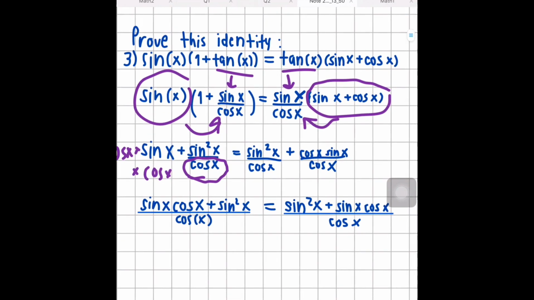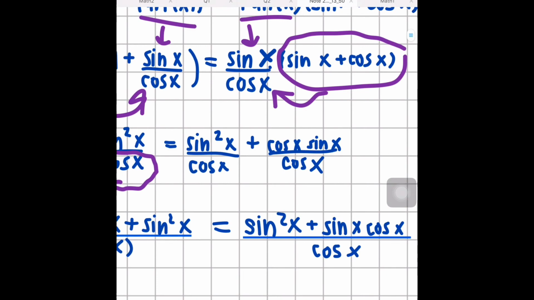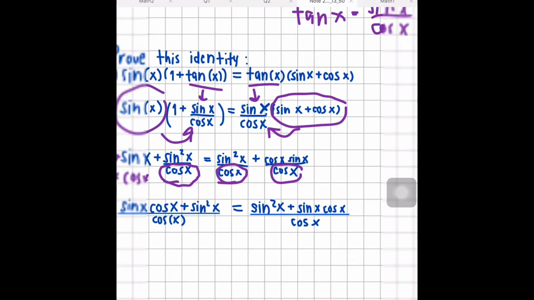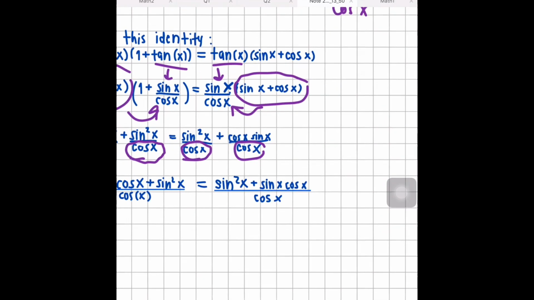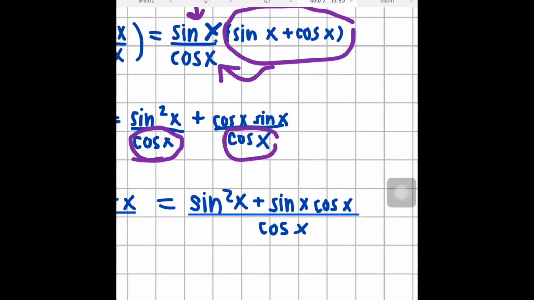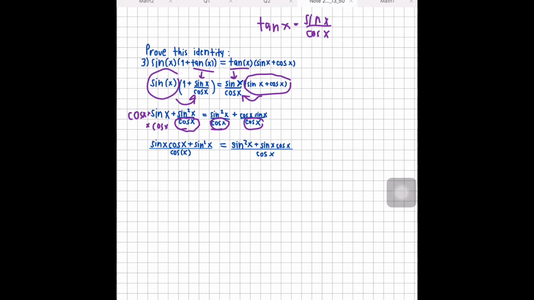On the right side we don't have to multiply anything because it has the same denominator. Then the left side will be sin x cos x plus sin square x over cos x, and the right side will be sin square x plus sin x cos x over cos x. As both sides of the equation are the same, we can conclude that this identity is true.